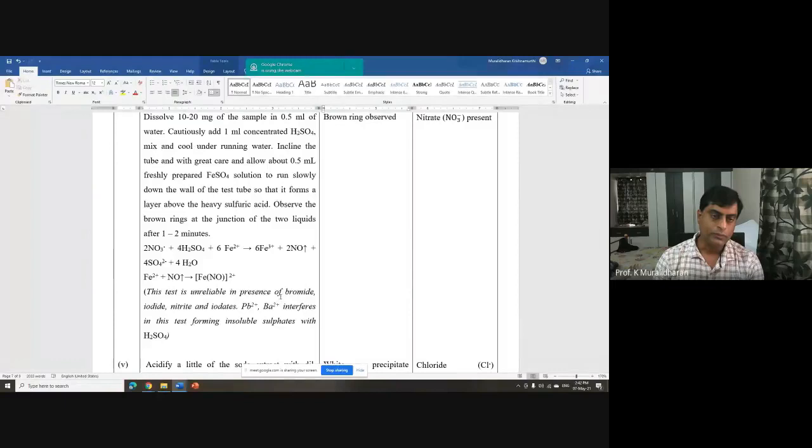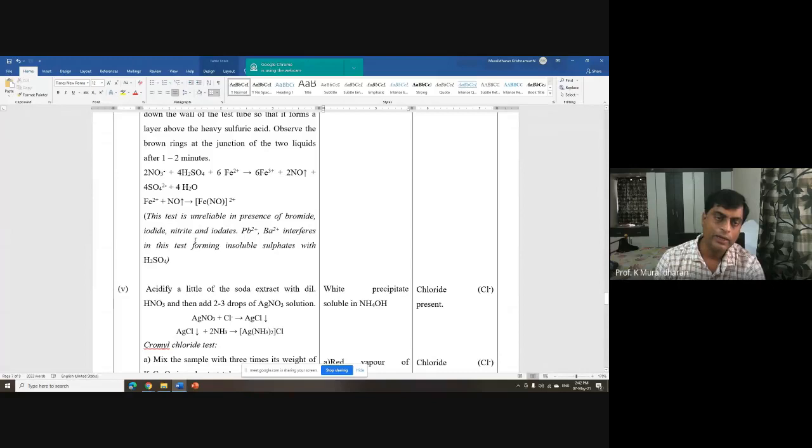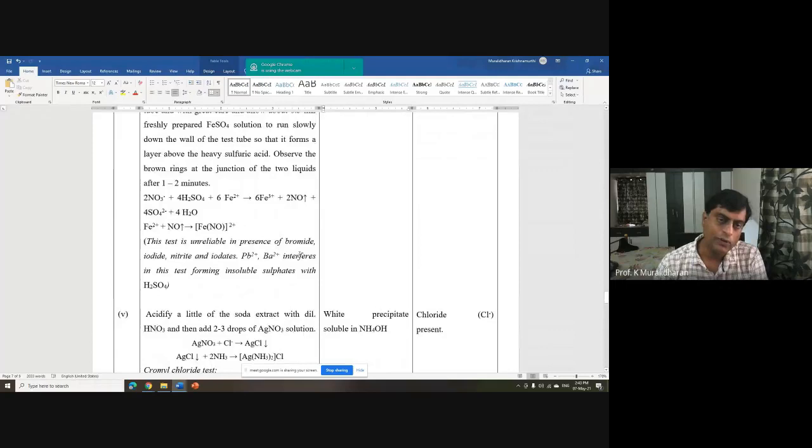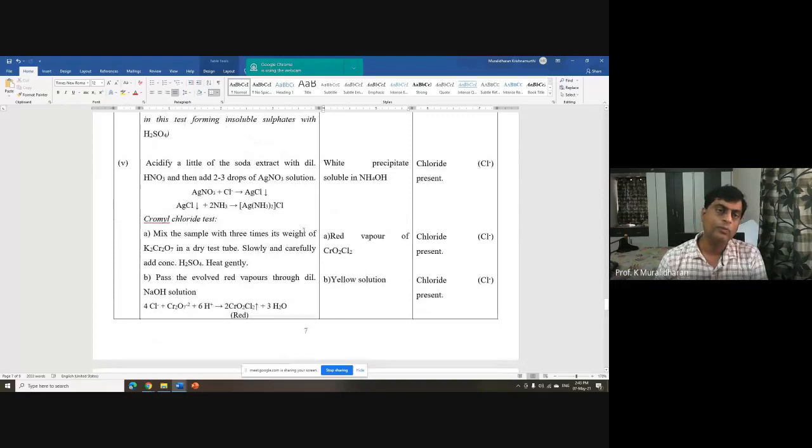So this test is unreliable in the presence of bromide, iodide, nitrate, and iodate. Sometimes barium and lead also interfere, so you have to make sure these compounds are present or absent in our system, and come back and do this test one more time to reconfirm the presence of nitrate. In today's example, you do not have any chloride here, so there is no interference. Moving to the next test.